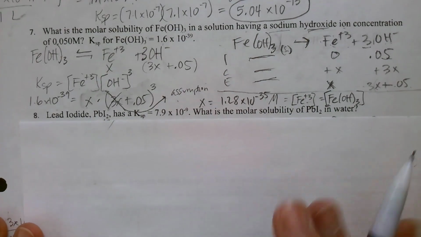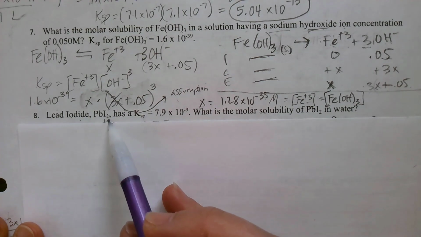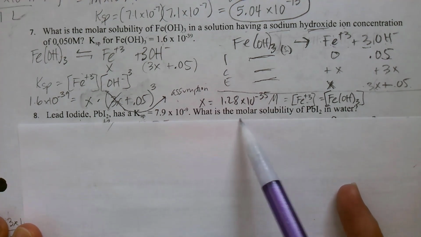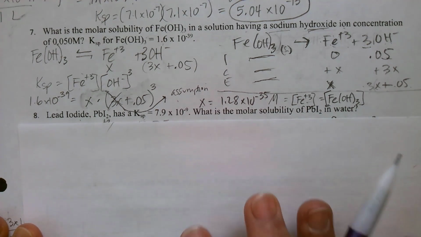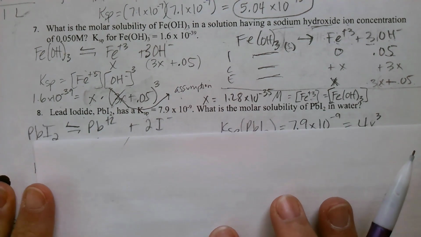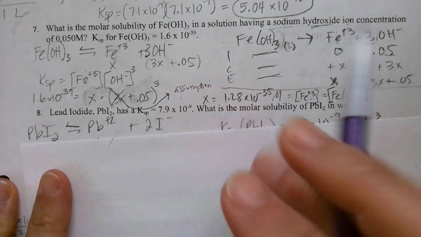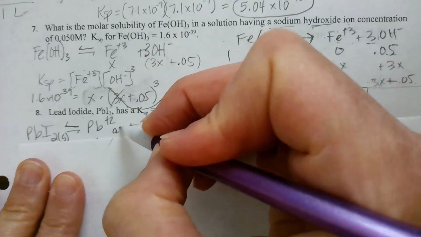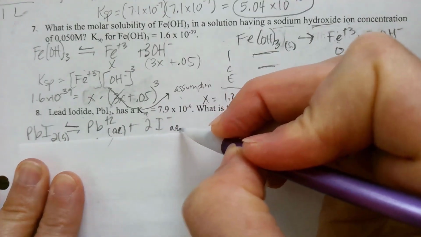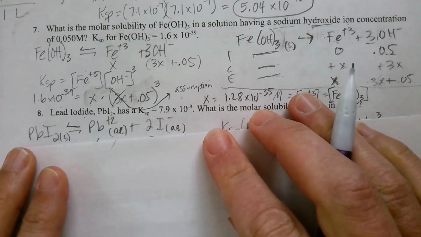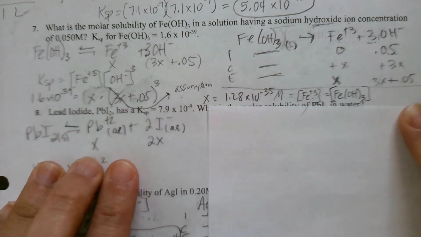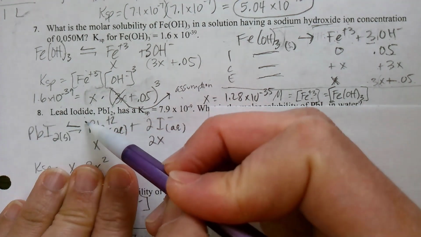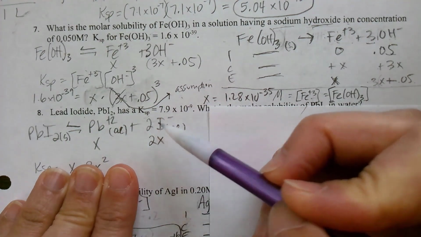Number 8, we have lead iodide, PbI2. We're given its Ksp value. What's the molar solubility of PbI2 in water? Okay, so let's write out our PbI2 expression here. So PbI2, again, a solid, dissociated into our aqueous ions here. And if I was to give values here, we have a 1 to 1 to 2 ratio.